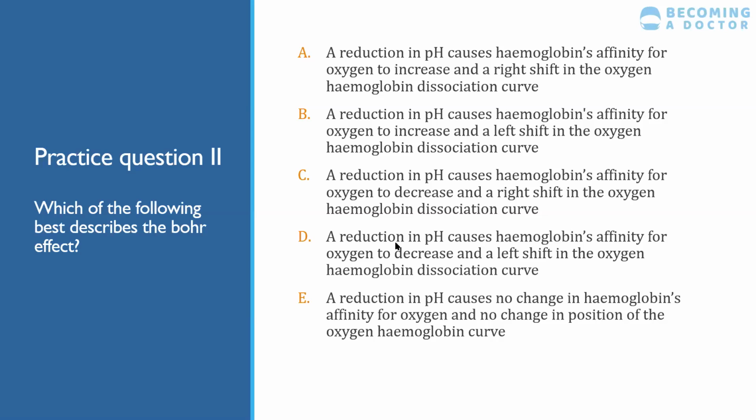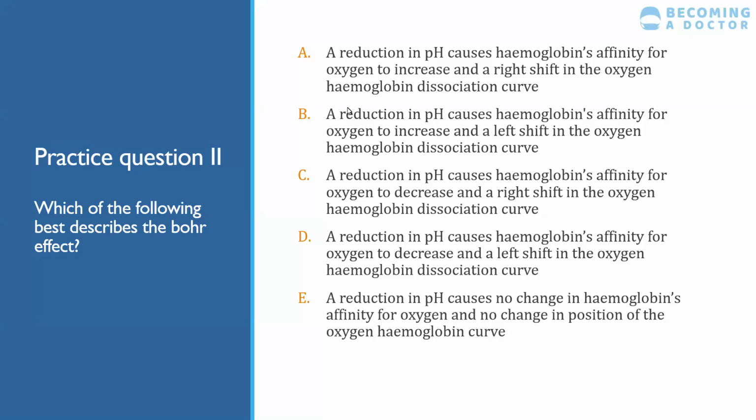Okay, so the correct answer is C, and that's the reduction in pH causes haemoglobin's affinity for oxygen to decrease and a right shift in the oxygen haemoglobin dissociation curve. Now, one thing to watch out for, which is, I'll just stop showing those results. One thing to watch out for is that an increase in H+ actually causes a decrease in pH. So just remember when you're talking about pH, it's a decrease that will cause a right shift in the curve, and an increase in H+.